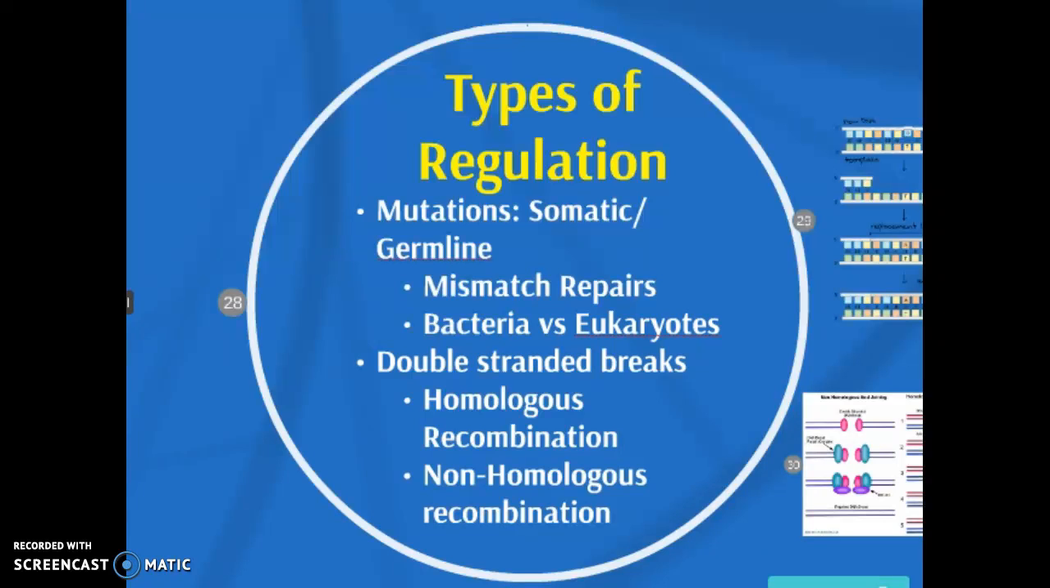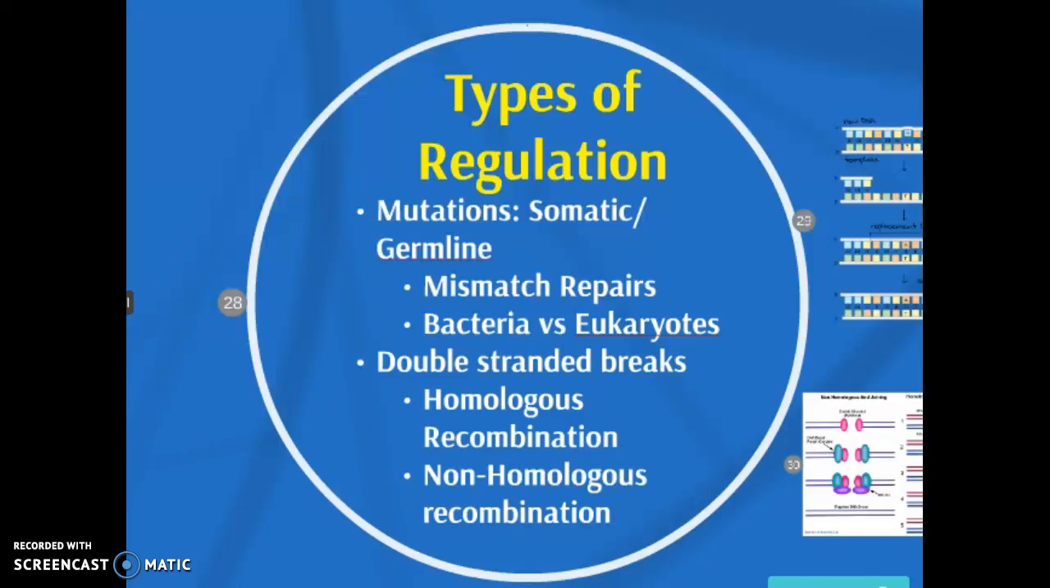Hello, today we're going to be talking about different types of regulation in case something goes wrong, which usually doesn't happen often, but does happen. Different types of problems that might occur are mutations and double-stranded breaks of DNA. Mutations could either be somatic or germline. Somatic meaning body-wide, and germline meaning in zygotes.